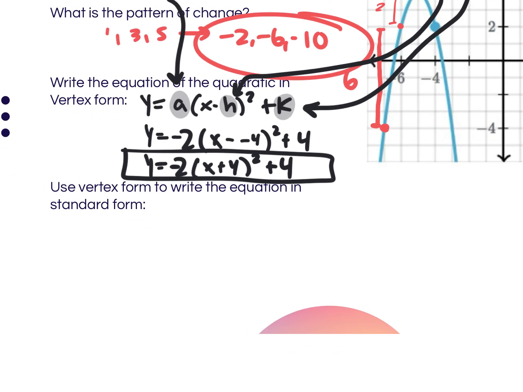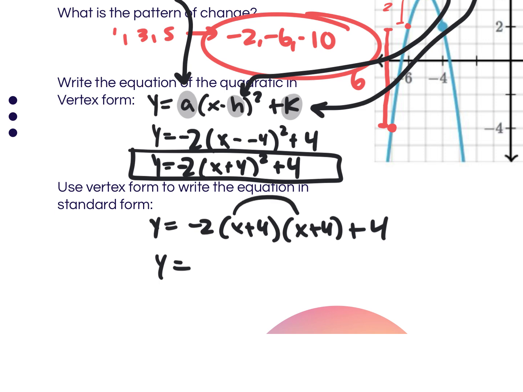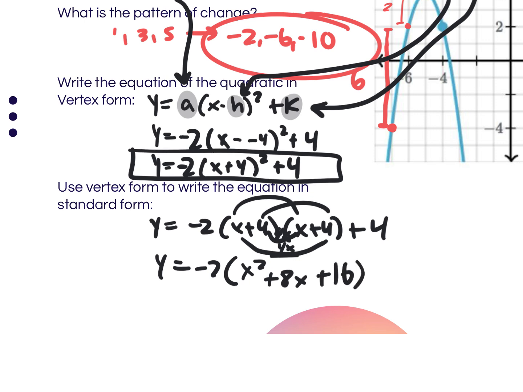Next, we're going to use vertex form to write the equation in standard form. We did this on Tuesday this week, where we first expanded that x plus 4 squared into x plus 4 times x plus 4. Then we FOILed, so we're going to do x times x, which is x squared, x times 4, which is 4x, 4 times x, which is 4x. Those combine to give you 8x. And then finally 4 times 4, which is 16. Don't forget to bring down that positive 4.